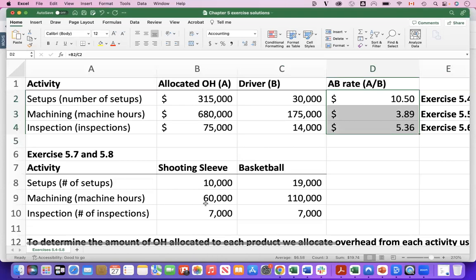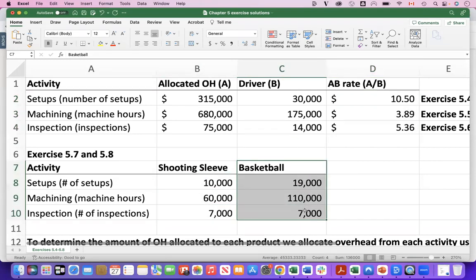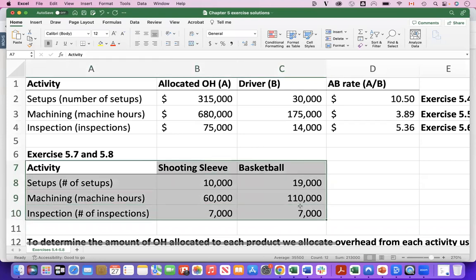So let's look at exercises 5.7 and 5.8 and actually apply overhead to the shooting sleeve and to the basketball product line. This is the activity information, and this is in the question stem in 5.7 and 5.8 as well. But this is the information you need to apply overhead to each product line.